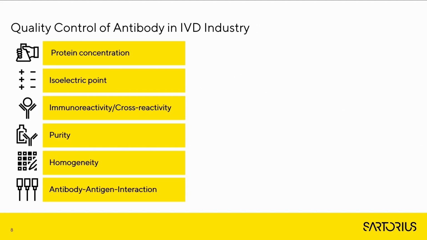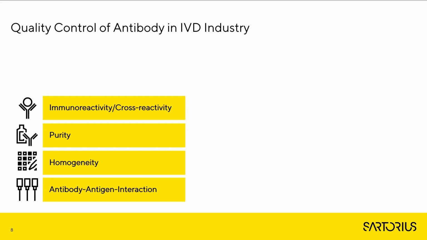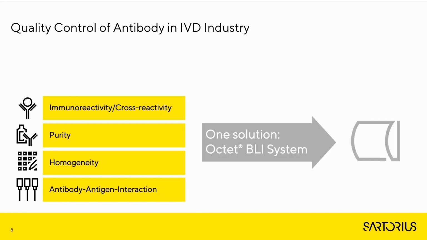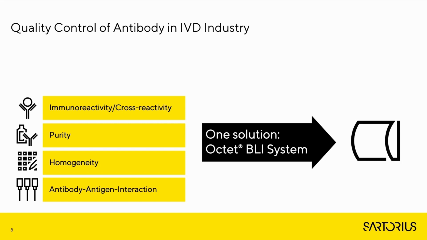In the IVD industry, the quality of antibodies after production is assessed with several quality control steps. Besides protein concentration and isoelectric point, other control steps like immunoreactivity, cross-reactivity, purity, and homogeneity of antibodies, and antibody-antigen interaction could be done by using Octet BLI systems.